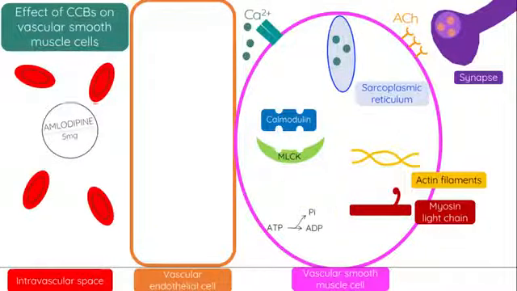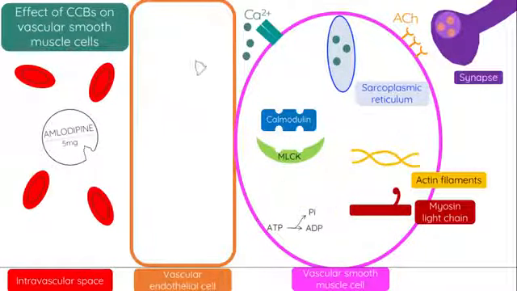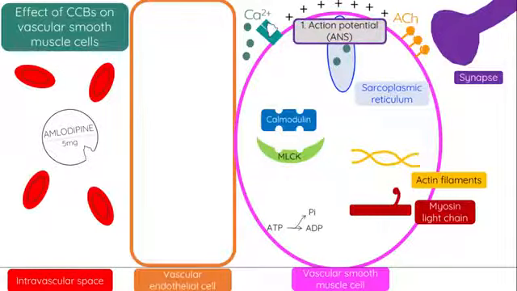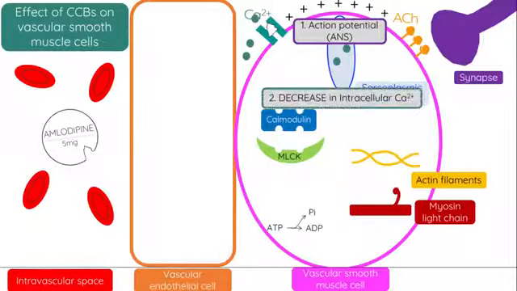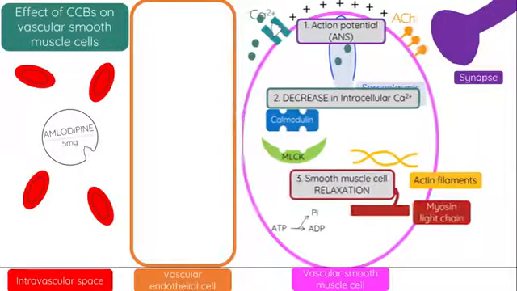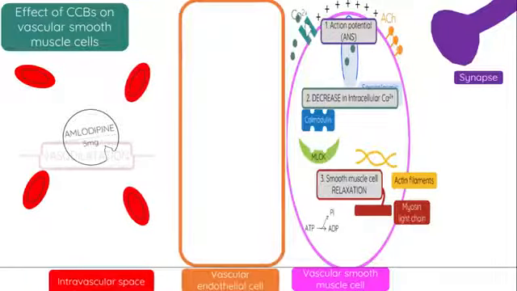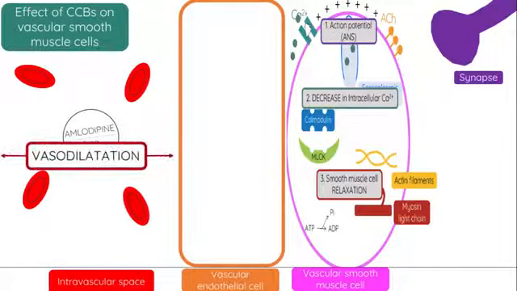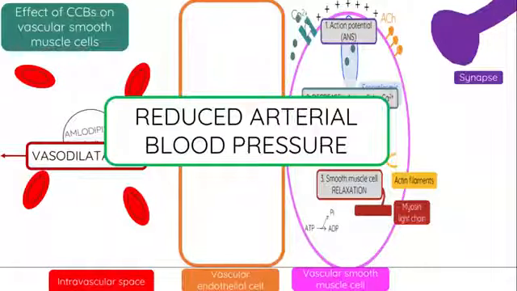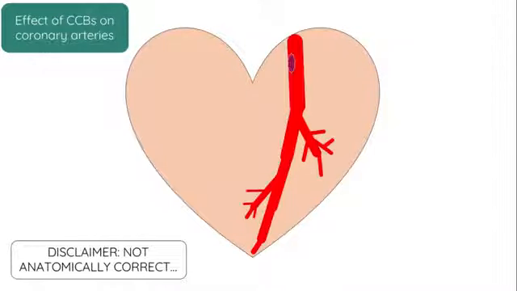Now, if someone is given a calcium channel blocker, particularly a dihydropyridine, which are specific to vascular smooth muscle, this decreases the intracellular calcium ion concentration, leading to smooth muscle cell relaxation. And as you can see, this causes vasodilatation of the blood vessel. Vasodilatation of arteries leads to a reduction in arterial blood pressure, and this is why calcium channel blockers are used to manage hypertension. Now, as well as dilating systemic arteries, calcium channel blockers can also dilate coronary arteries.